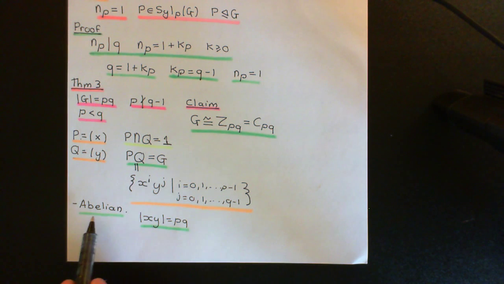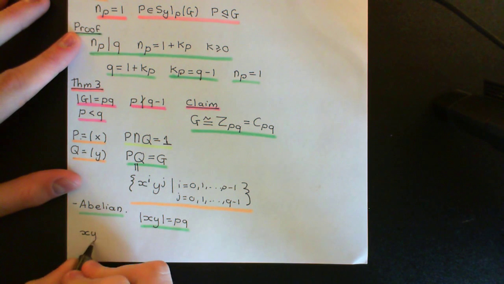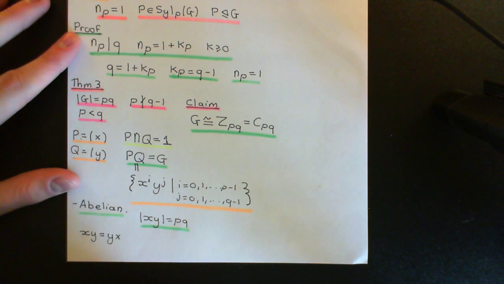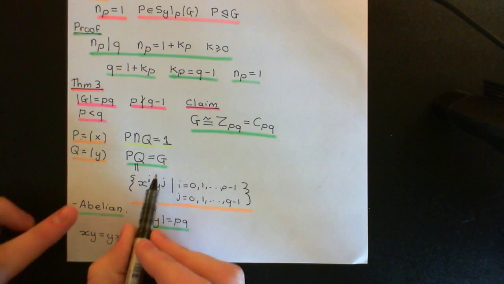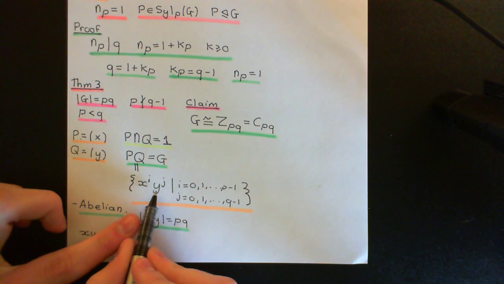So all I need to prove is that it's abelian. So how am I now going to prove that it's abelian? Well, to prove that it's abelian, all I actually need to prove is that x and y commute. All I need to prove is that x composed with y is equal to y composed with x, and the reason is I've already proven that every single element of the group can be written as a power of x times a power of y.